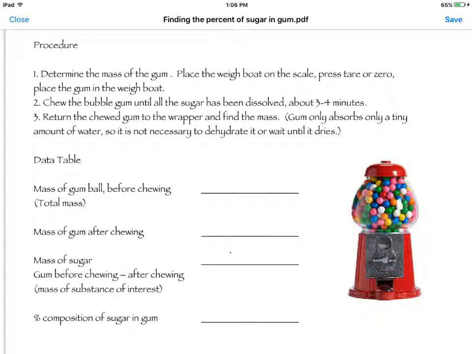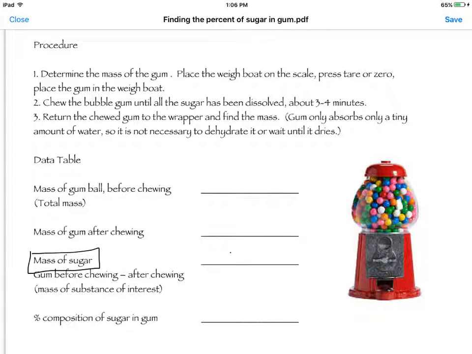Initially you had the mass of all the gum, and that was recorded, and then you're going to subtract from that the mass of the gum after chewing. Now this won't be exact because there's some saliva in there, but this is just for practice. So the difference between before chewing and after chewing is the mass of the sugar that was in the gum.